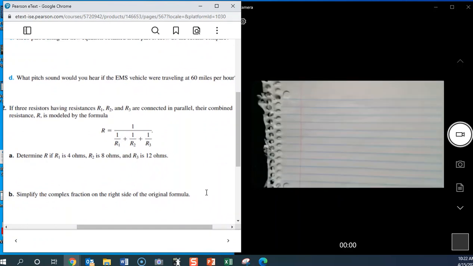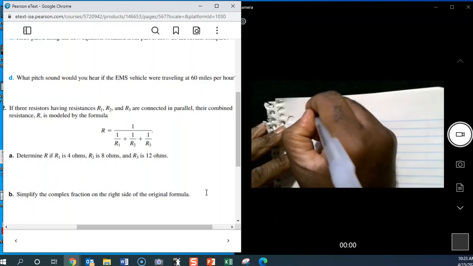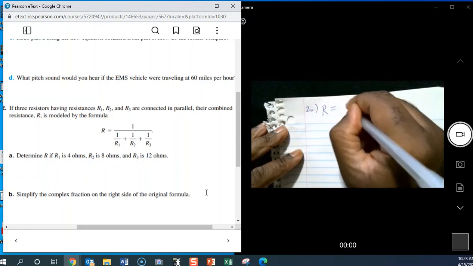Now it says, if three resistors having resistance R sub 1, R sub 2, and R sub 3 are connected in parallel, their combined resistance R is modeled by the formula. We're given this formula here. Determine R if R sub 1 is 4 ohms, R sub 2 is 8 ohms, and R sub 3 is 12 ohms. Okay, so 2A. Let me write this formula.